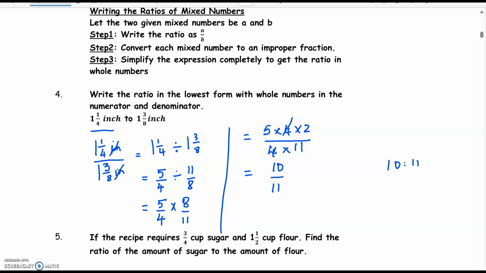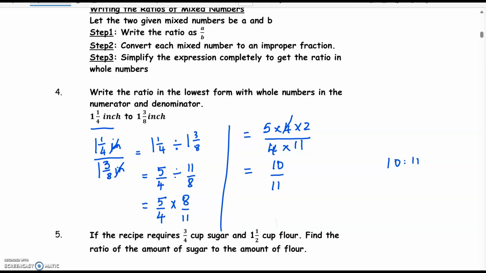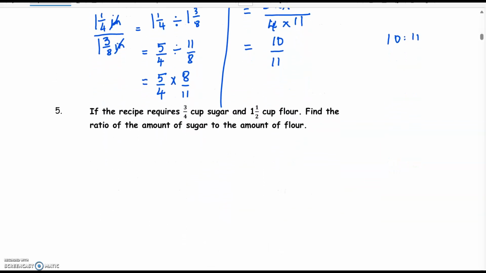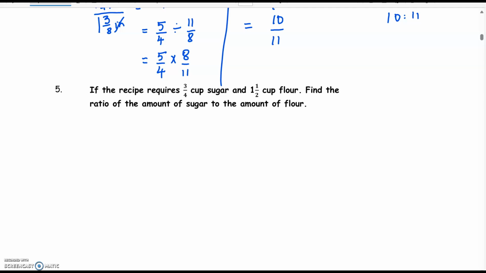But just remember that we can write ratios as fractions, and we deal with ratios and simplifications of ratios exactly the same way as we deal with simplification of fractions. The recipe requires 3/4 cup sugar and 1 1/2 cups flour. Find the ratio of the amount of sugar to the amount of flour. So 3/4 cup to 1 1/2 cups of flour. So that is sugar to flour.